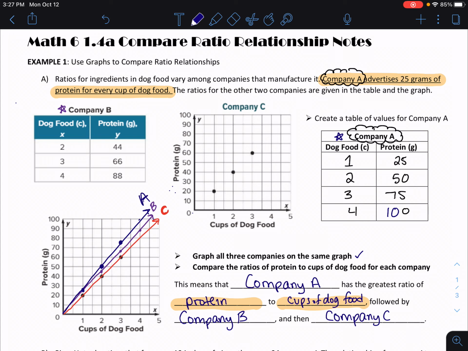Okay, so we created a table for Company A because they gave us the verbal representation. We then took the Company A and B tables and put them on the graph with Company C, and compared them using the graph. So which graph had the steepest line? Graph A. So Company A has the greatest ratio of protein to cups of dog food.